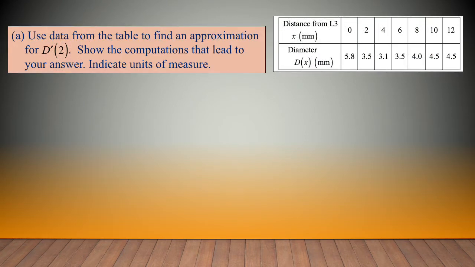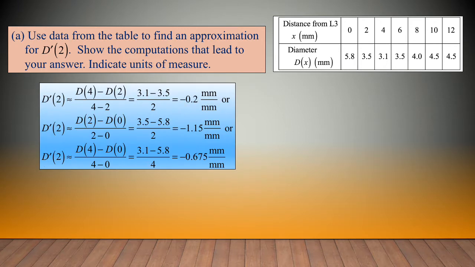Part A reads, use data from the table to find an approximation for d prime of 2. Show the computations that lead to your answer and indicate units of measure. There are 3 possible answers. d prime of 2 is approximately d of 4 minus d of 2 over 4 minus 2, giving 3.1 minus 3.5 over 2, or negative 0.2 millimeters per millimeter.